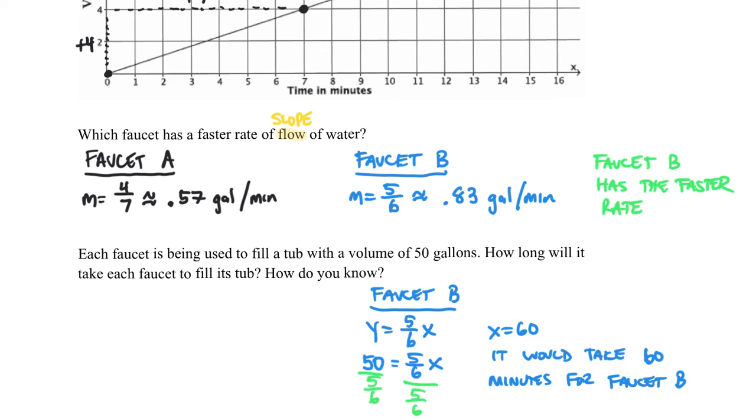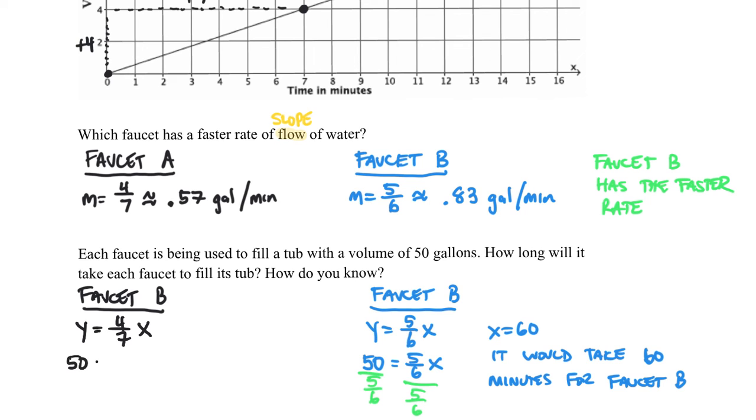Now, faucet A, we don't actually have an equation. Well, we kind of have one. We just have to find the y-intercept. So we know that this is 4/7. We have the slope already. And look right here. This crosses the y-axis at 0, which means the y-intercept is 0. So we can actually write our own equation.